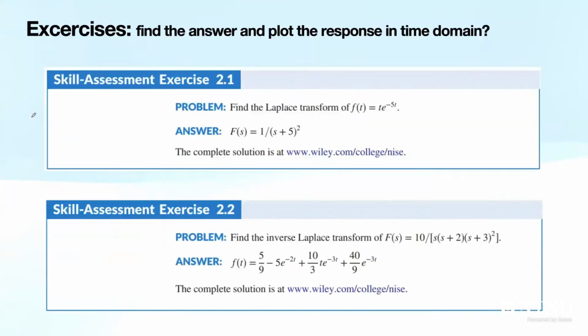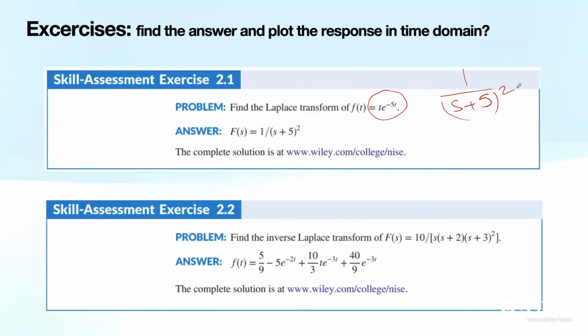So now we need to go to the skill assessment exercise. We have this example. You have this function, t exponential minus 5t, right? If we need to convert it into Laplace transform, we look at exponential minus 5t. Exponential minus 5t will be 1 divided by s plus 5. And because here we are multiplying by t, we just square it. That is it. So this is the first skill assessment exercise.